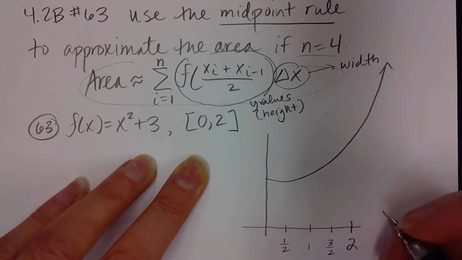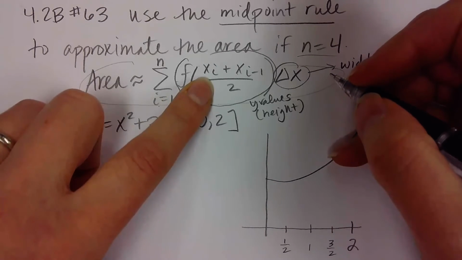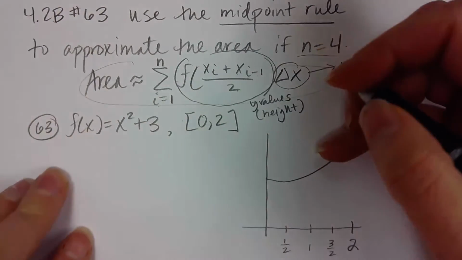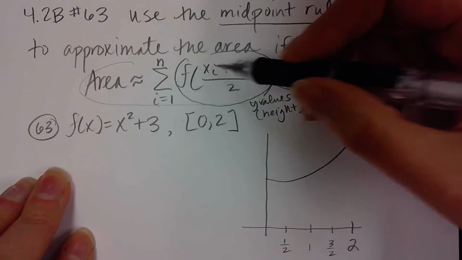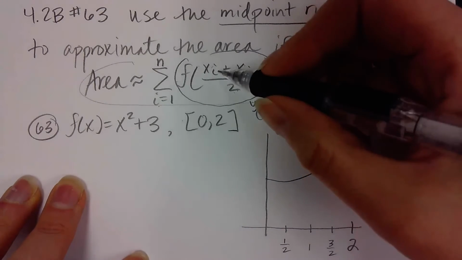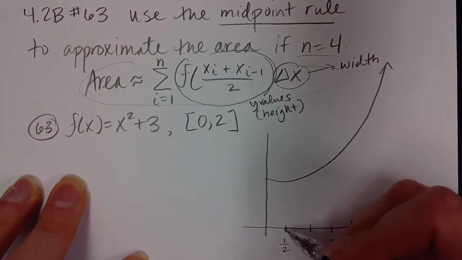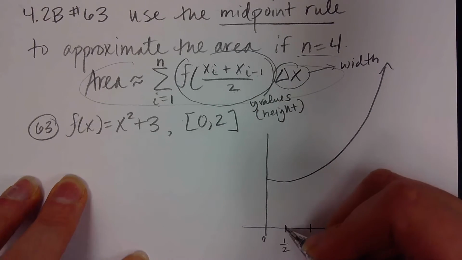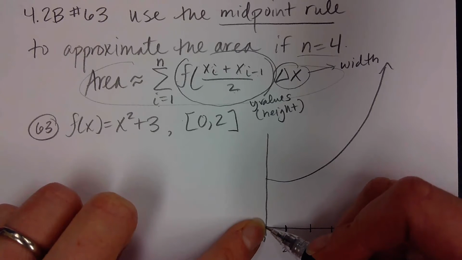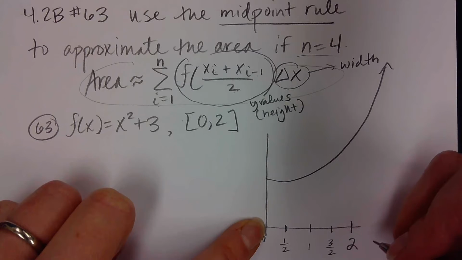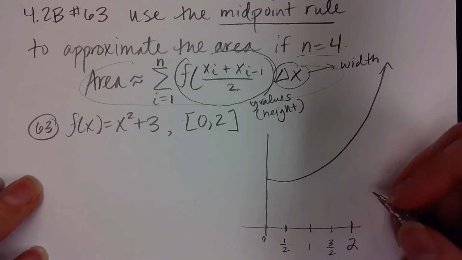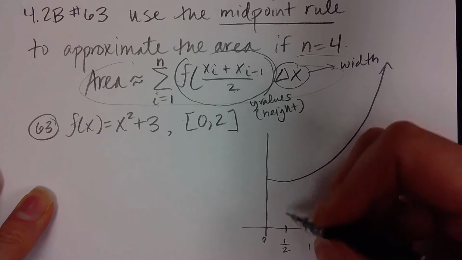So now what they're saying for this midpoint rule, x sub i plus x sub i minus 1 over 2. Like, what the heck is that? Well, I know when I add two things together and divide by 2, I'm really finding the midpoint. So my x sub i would be this 1/2 right here, plus my x sub i minus 1, that would be the term that comes before that. That would be the 0. And I'm dividing by 2. So what it's really helping me to do is find the midpoint.